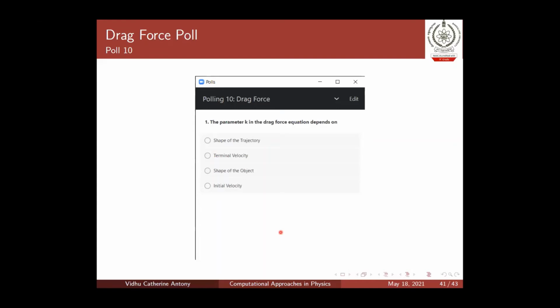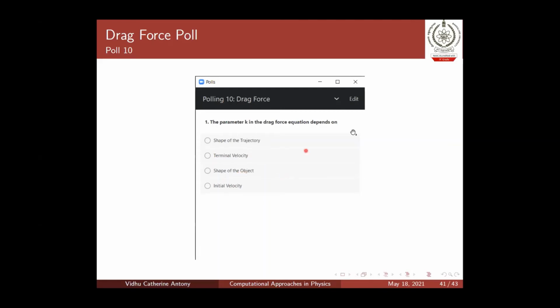Apparently, all of you answered terminal velocity. I knew this would be a bit of an issue, because I told you a way to find out the terminal velocity would be to use this parameter k. But what are you doing here? Let me just share the results and show you what you have answered. The majority of you answered terminal velocity, which is wrong. What is it? It is basically the shape of the object.